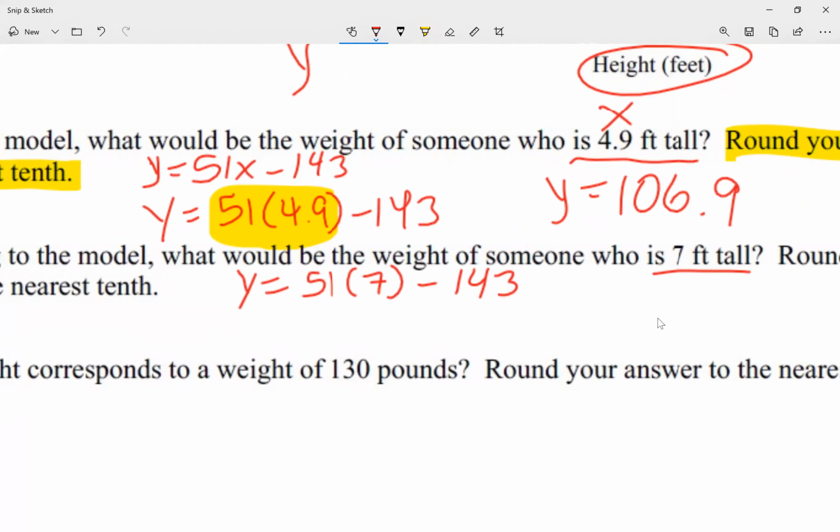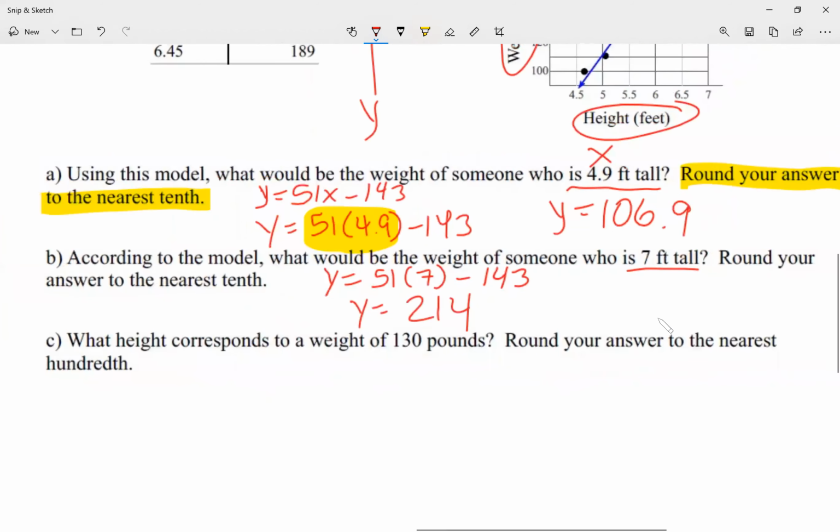I know 51 times 7 is 357 minus 143. I get that y is equal to 214. I don't have a decimal. My instruction said round your answer to the nearest tenth. Okay, so if I have decimal, just one decimal place, I don't have any, so I'm good.